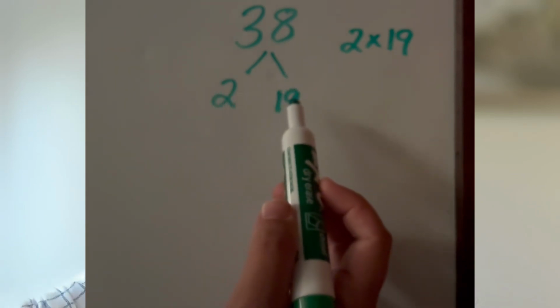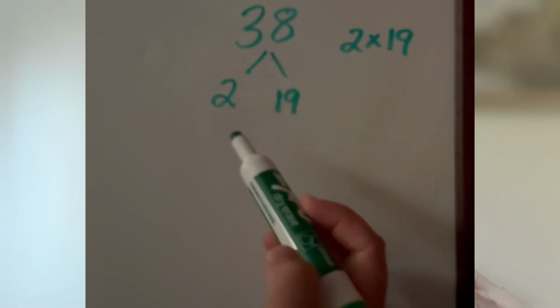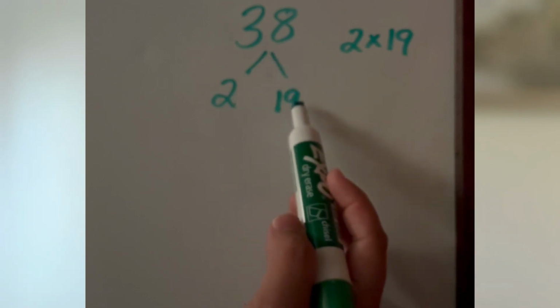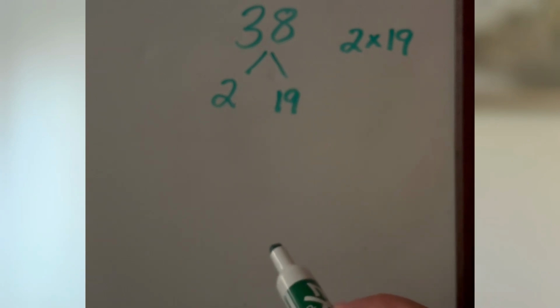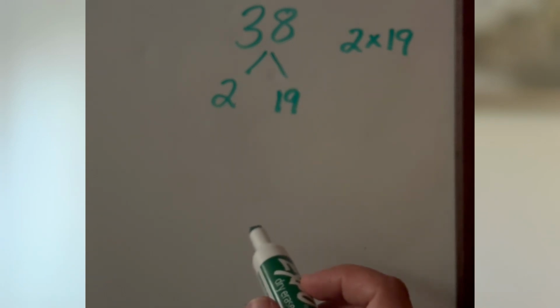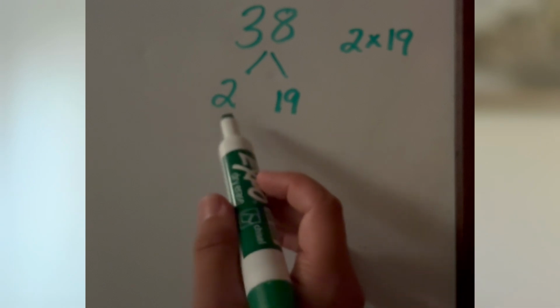Now we want to see if we can form some smaller branches. Can we break up 2 or 19 any smaller? And the answer is no. 19 is a prime number, 2 is a prime number, so we're done. So when we have all prime numbers, then we stop.